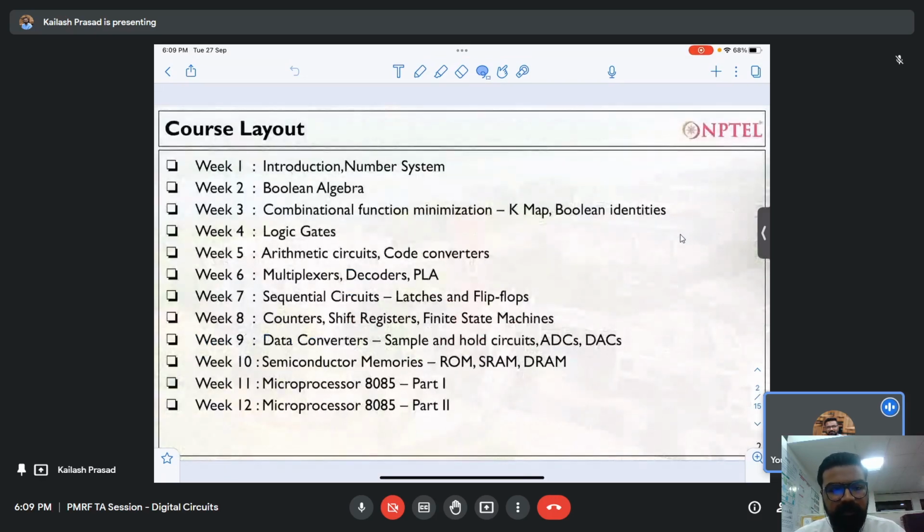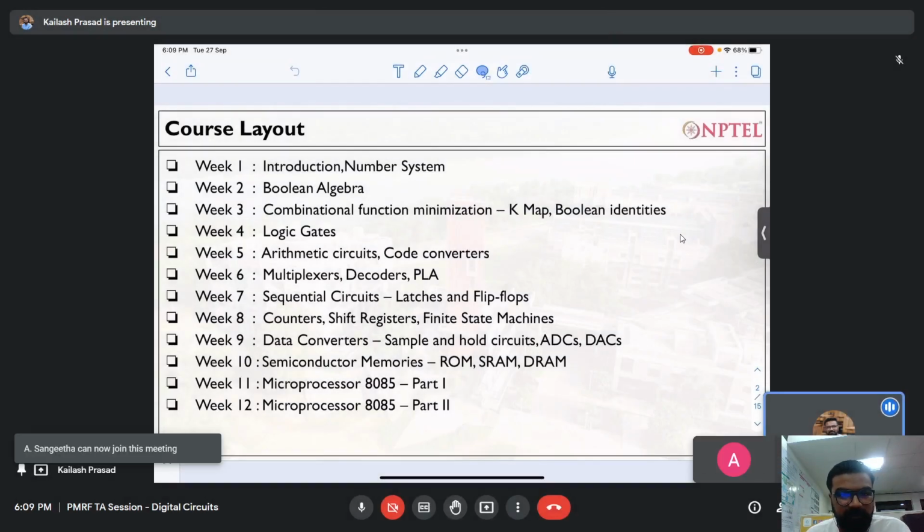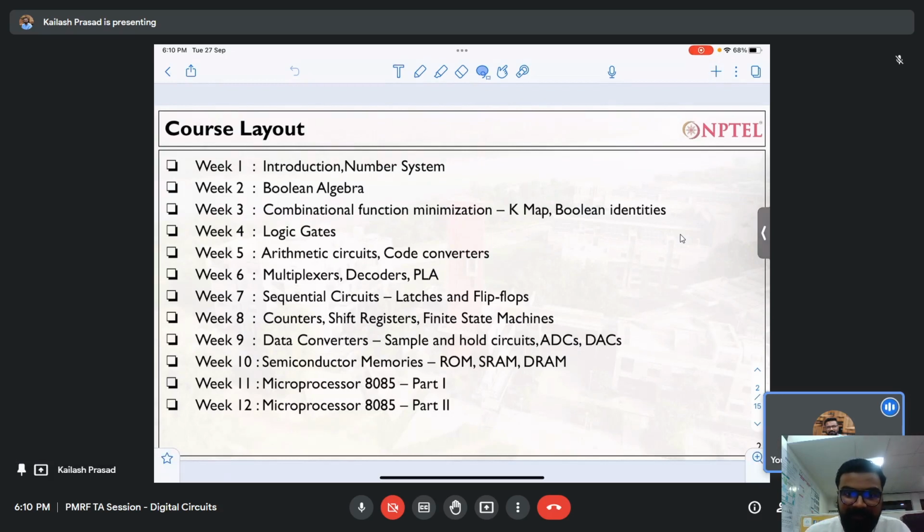What have we done as of now in the sessions? We have discussed number systems, then Boolean algebra, then combinational function minimization, right? After that, we discussed combinational circuits like code converter, multiplexer, decoder, PLA. Then sequential circuits, which are latches, counter, shift register, FSM. Then data converters like analog to digital converter and digital to analog converter. And in the last week, we discussed semiconductor memories. We discussed some questions on SRAM, DRAM, and also ROM.